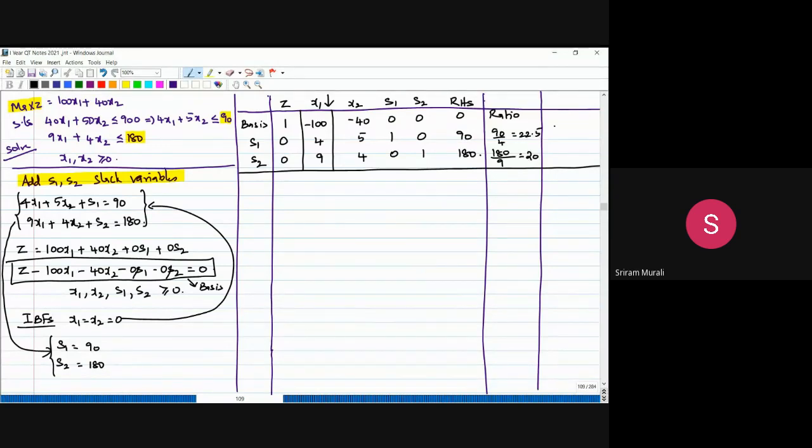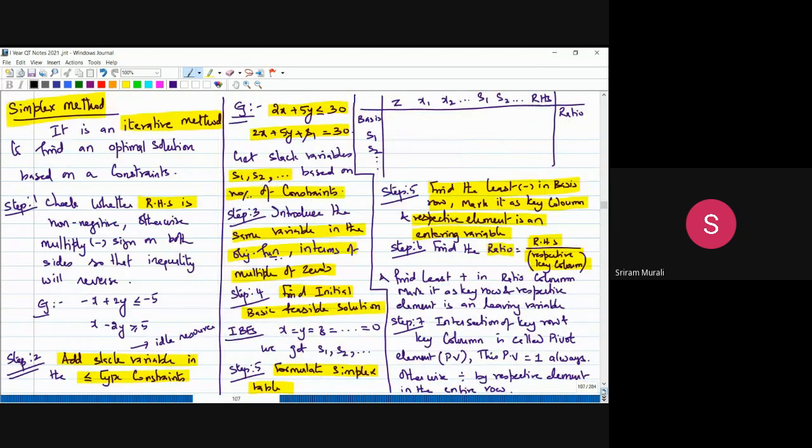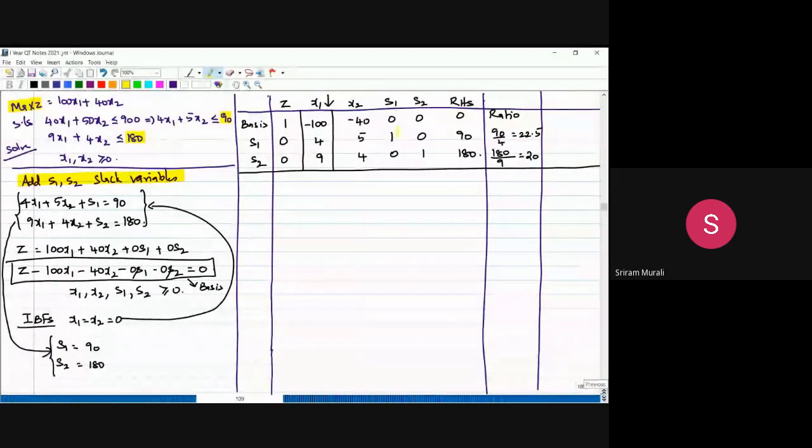So what did I say in the next step? We did two things. Step number 5, step number 6, we computed the ratio. Find the least positive in the ratio column. Mark it as a key row. The respective variable is a leaving variable, because one is the entering variable, the other must be the leaving variable. So which is the least in the ratio? This is the least. So this is the leaving element and this is the key row. So S2 is leaving, X1 is entering.